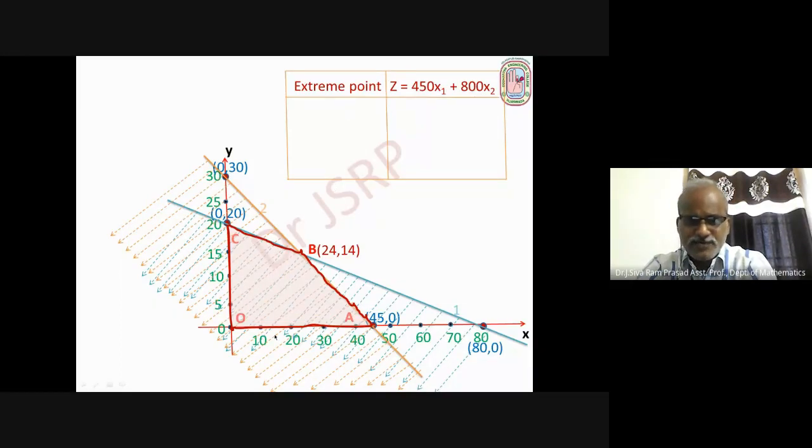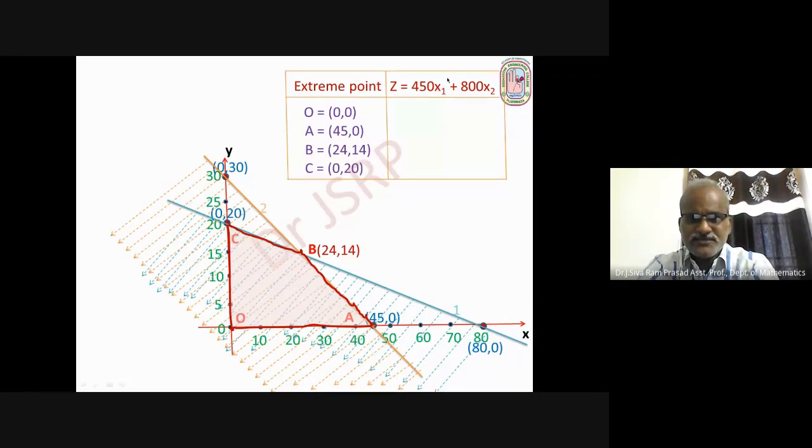Here are the extreme points. First extreme point O, coordinates 0, 0. Second extreme point A, coordinates 45, 0. Third extreme point B, coordinates 24, 14. Fourth extreme point C, coordinates 0, 20. So these are the 4 extreme points.